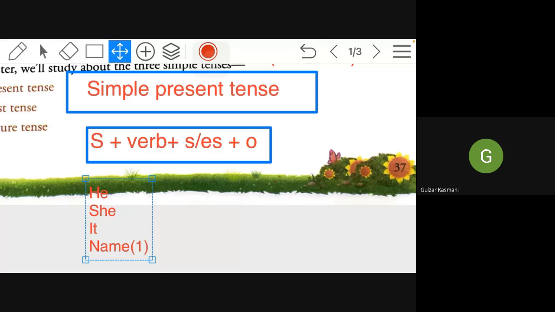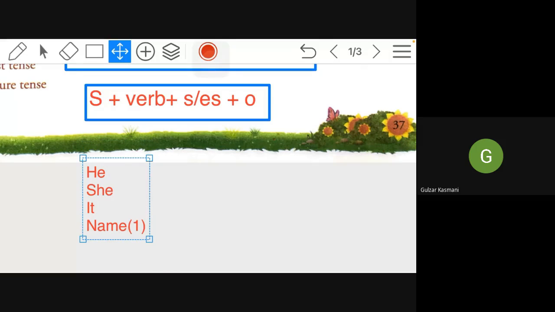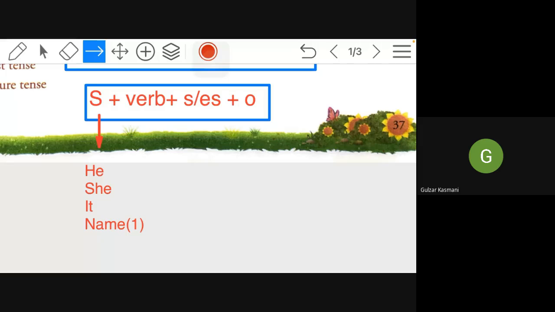whenever in the subject part there is he, she, it, or any one person's name, at that time we will add S or ES with the verb of the sentence. I repeat, in the subject, in the starting part of the sentence, whenever there is a he, she, it, or any one person's name, at that time with the verb we will add S or ES. Now, when we will add S, when do we have to add ES? That is what I will explain to you.